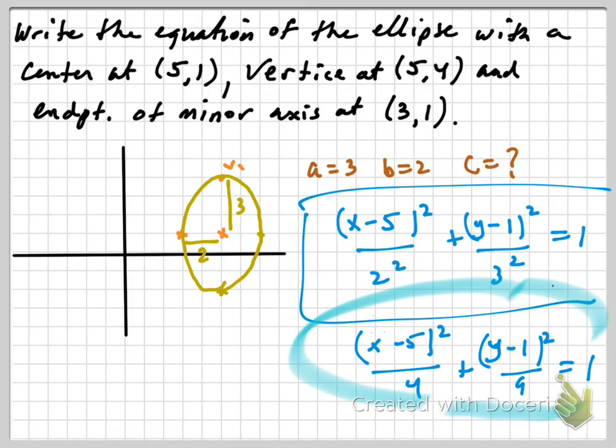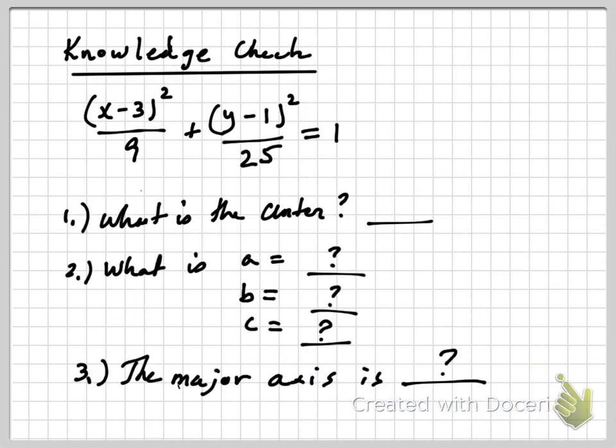All right, moving on. There's your knowledge check. I want you to tell me the center from this equation. I want you to tell me A, B, and C. And I want you to tell me the major axis is which kind. Is it horizontal or is it vertical? All right, I'm going to count to 5 and stop the video.